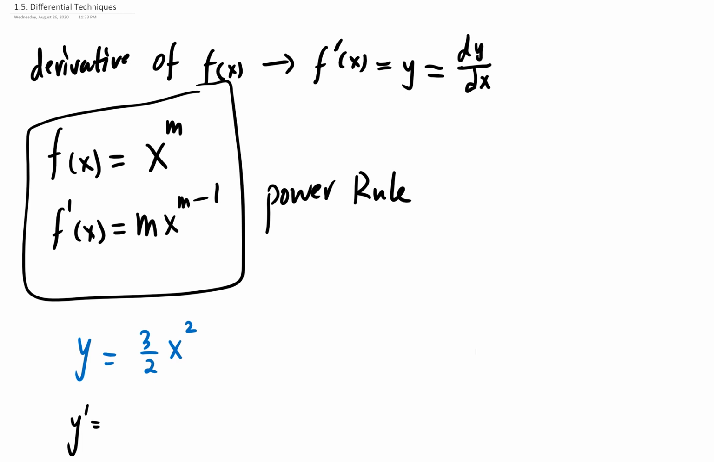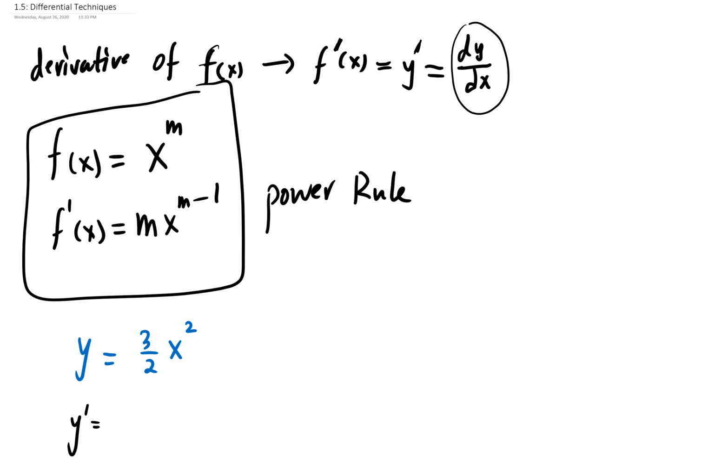So first, to find the derivative of a function f of x, we can use the symbol f prime or y prime or dy dx. All of them mean the same thing. They represent the derivative of a function f. F prime, y prime, or dy dx. dy dx means the derivative of y with respect to the variable x.